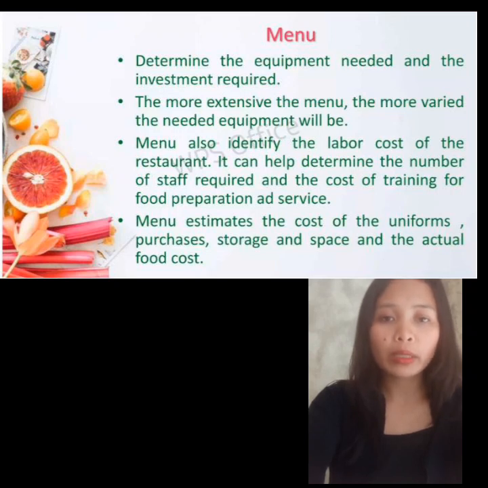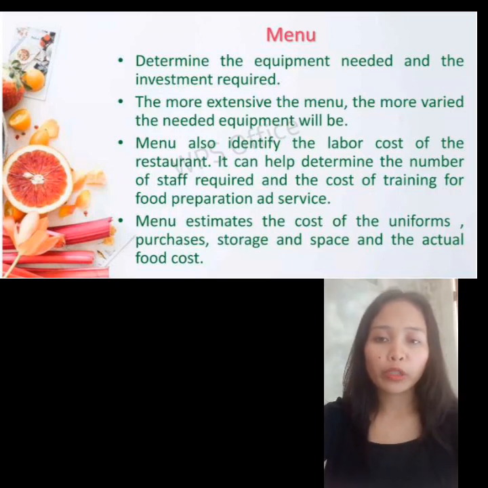The menu also identifies the labor cost of the restaurant. It can help determine the number of staff required and the cost of training for food preparation and service. The menu also estimates the cost of uniforms, purchases, storage, and space, and the actual food cost.